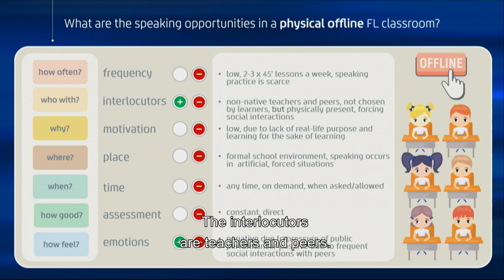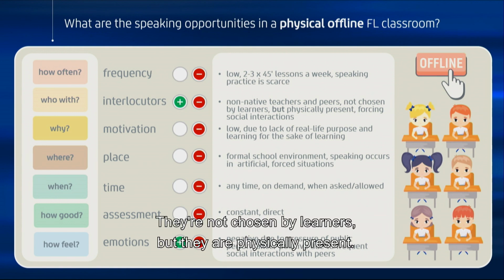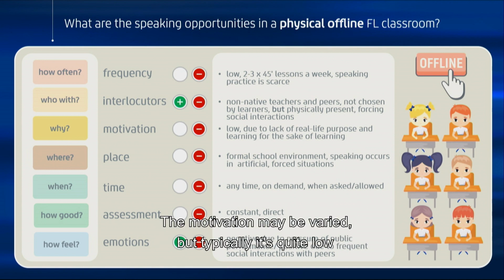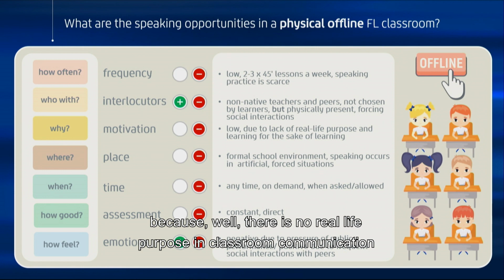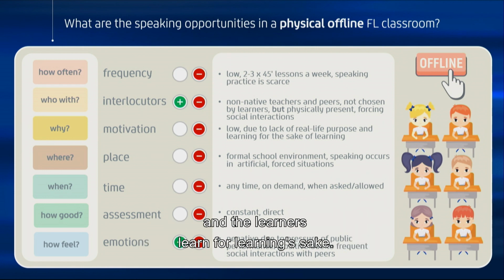The interlocutors are teachers and peers. They're not native speakers. They're not chosen by learners, but they are physically present. The motivation may be varied, but typically it's quite low because, well, there is no real life purpose in the classroom communication, and the learners learn for learning's sake.